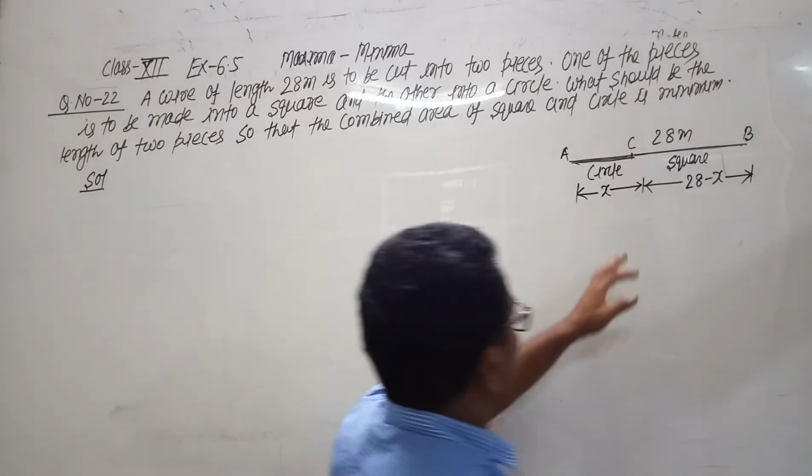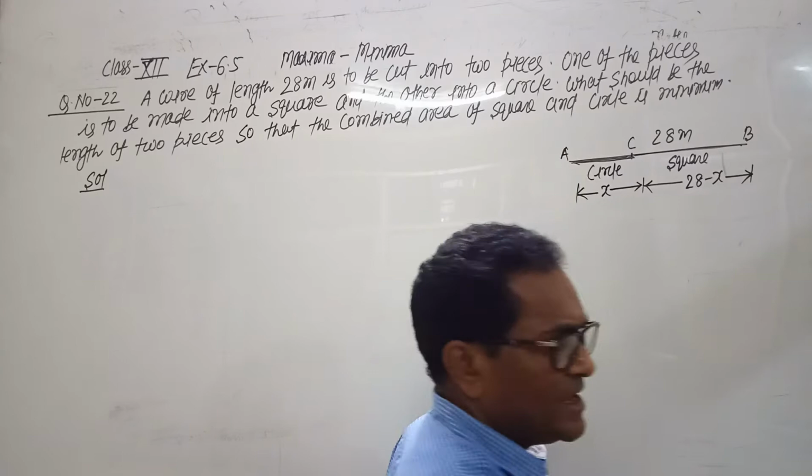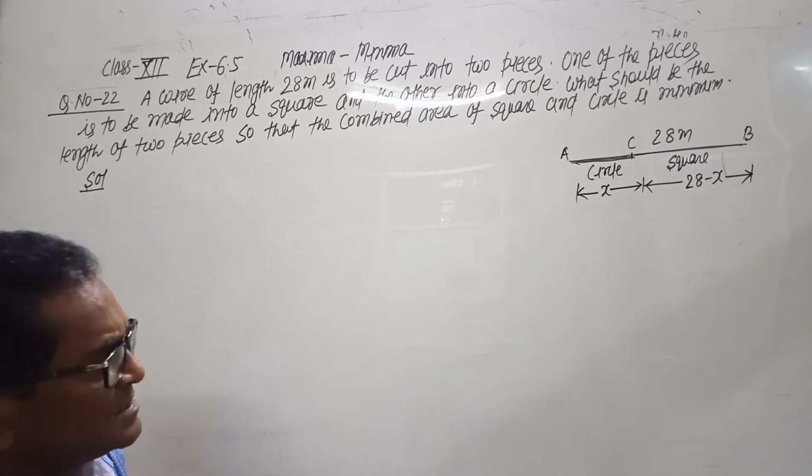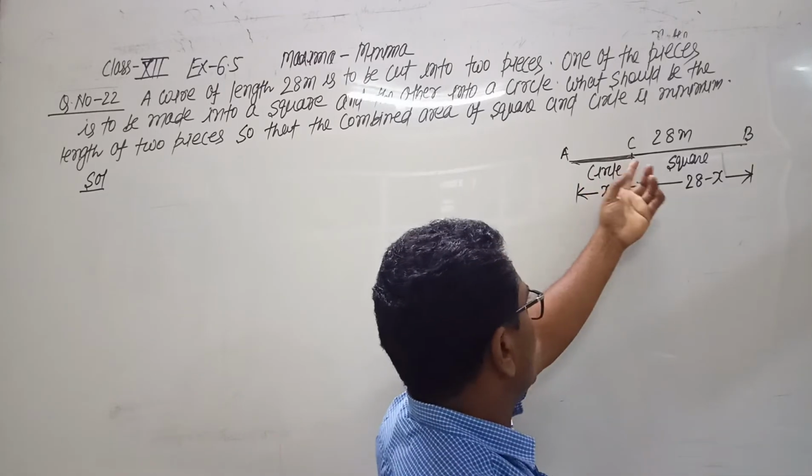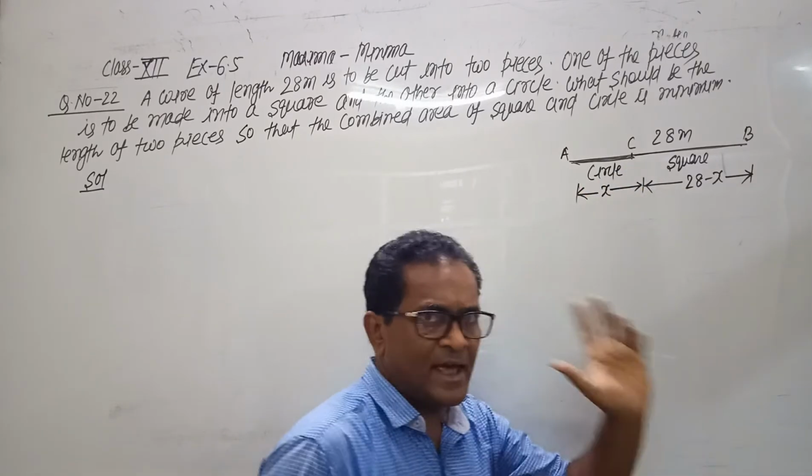So from the length of the portion AC, we have made a circle. So the circumference of the circle would be x.